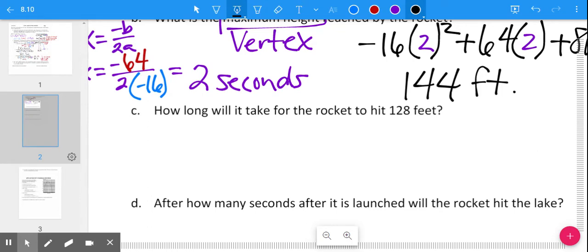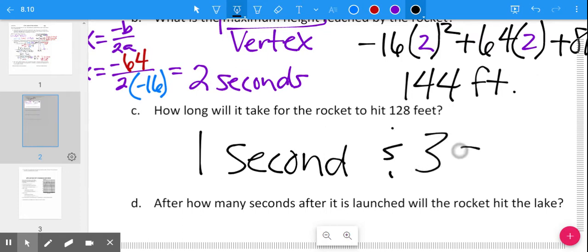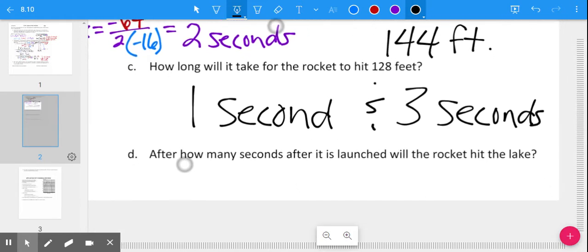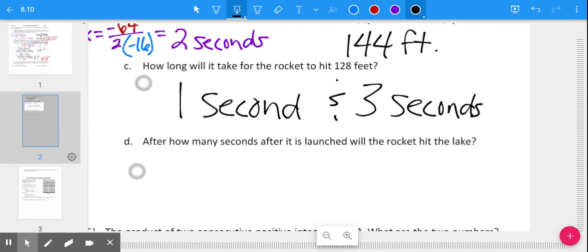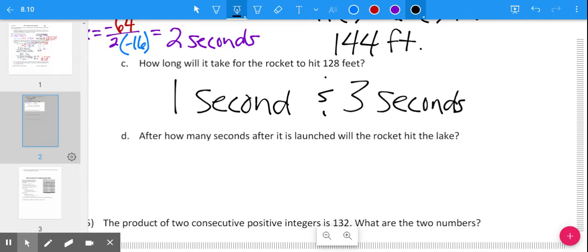So I solved this on the answer key using actual algebra and manipulating my variables, but in class I told you guys to simply use the table feature on your calculator, and we found out that at 1 second and at 3 seconds, this rocket was at 128 feet. Now remember, this is a parabola, so it's going to have the same y value twice. So always look for the second one just in case it's there. And then it says, after how many seconds after its launch will the rocket hit the lake?